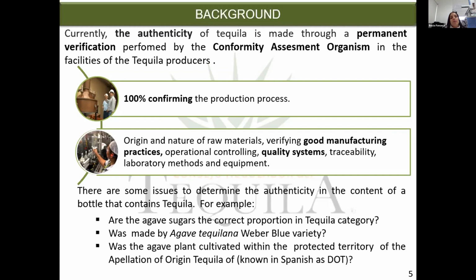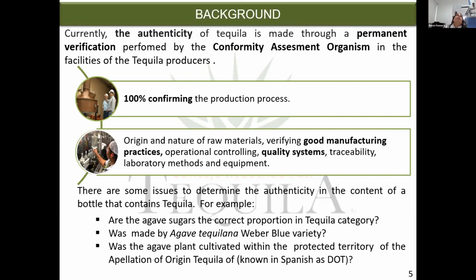But we have some issues to determine the authenticity in one bottle of tequila. For example, we have questions: are the agave sugars the correct proportion in the tequila category? Was it made by Agave tequilana Weber blue variety? Was the agave plant cultivated within the protected territory of the appellation of origin tequila, in Spanish, DOT?